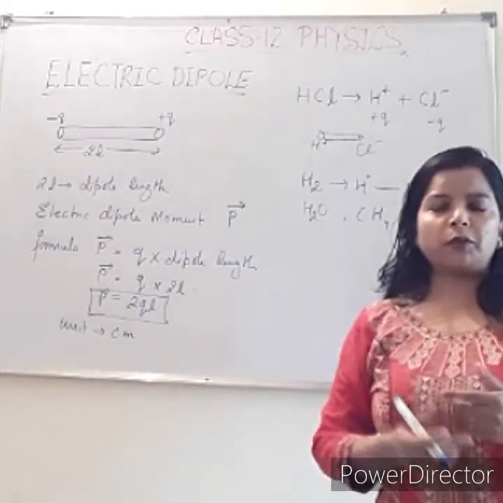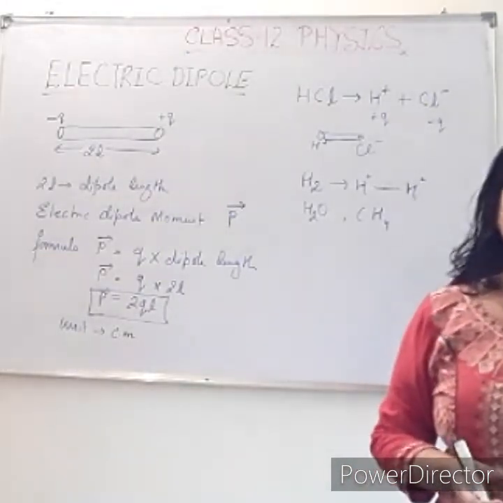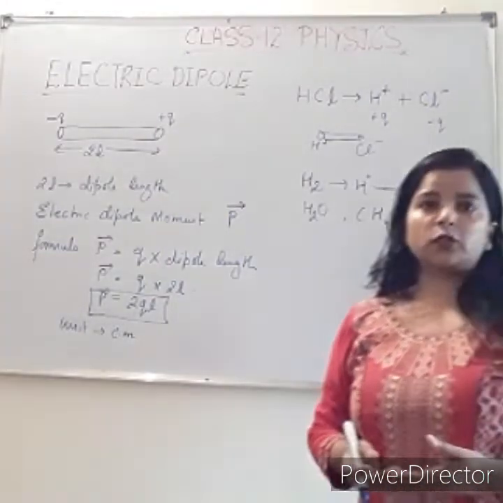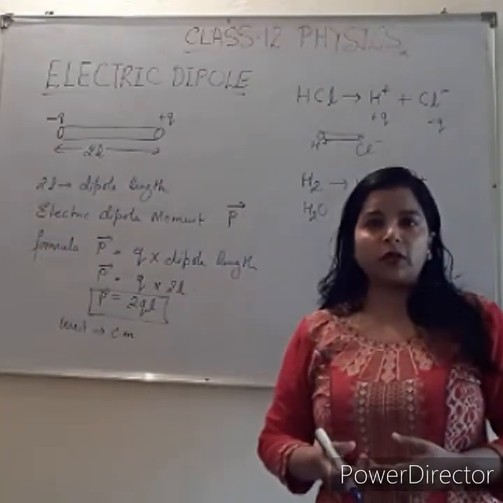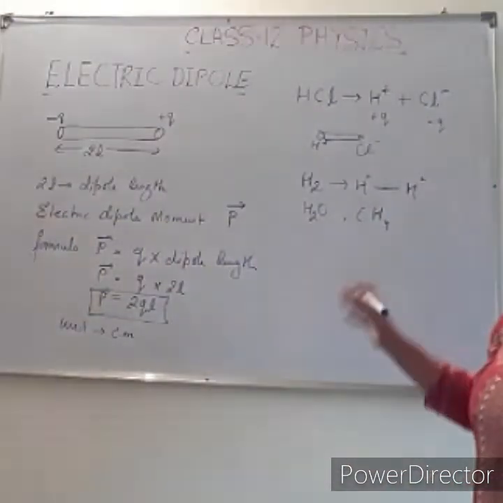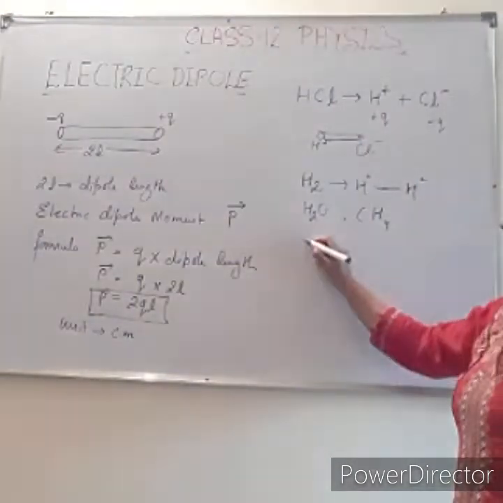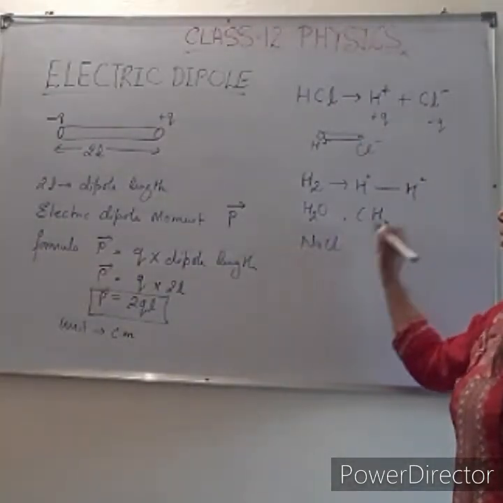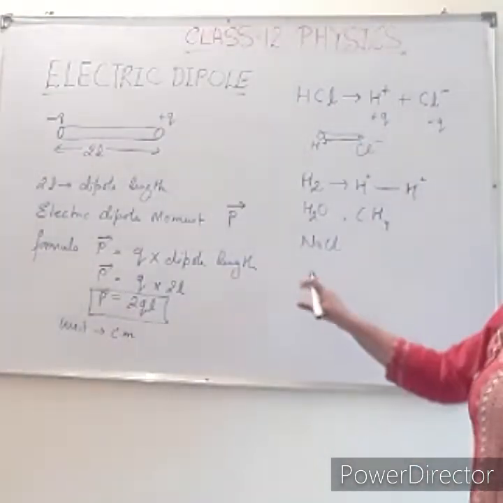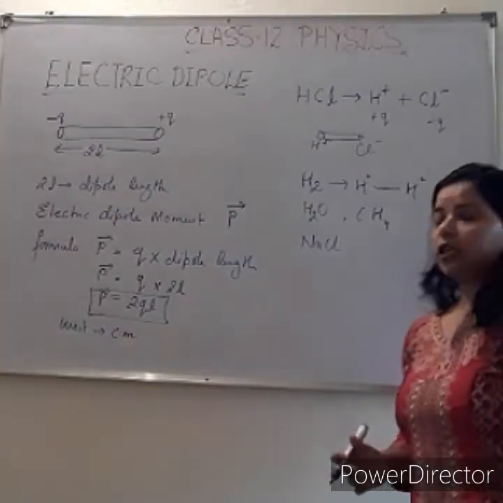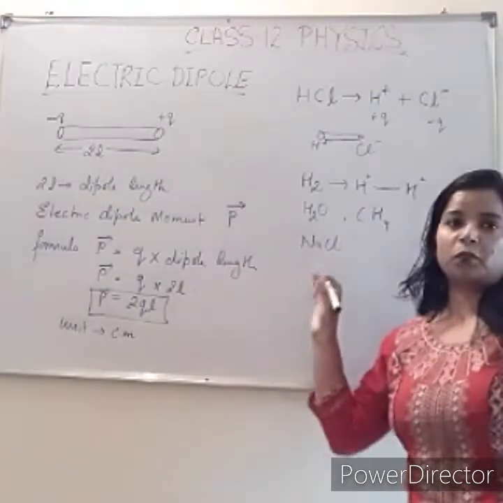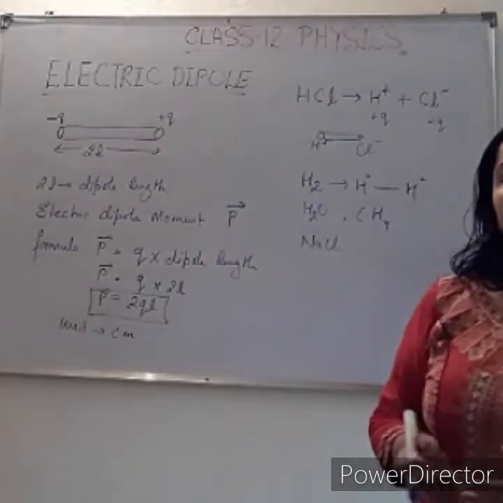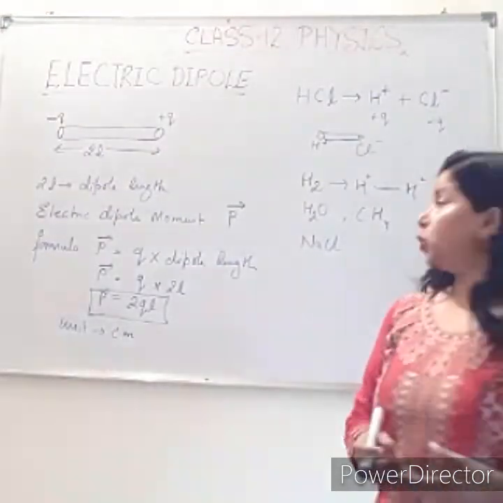You know about the three types of bonding you read in chemistry. One is electrovalent bonding, one is covalent bonding, and one is coordinate bonding. So here electrovalent bonding is required. We can take the case of NaCl. This is electrovalent bonding. So these two ions have equal and opposite charges. So in this case it is an electric dipole. So we must take the case of an electrovalent molecule.